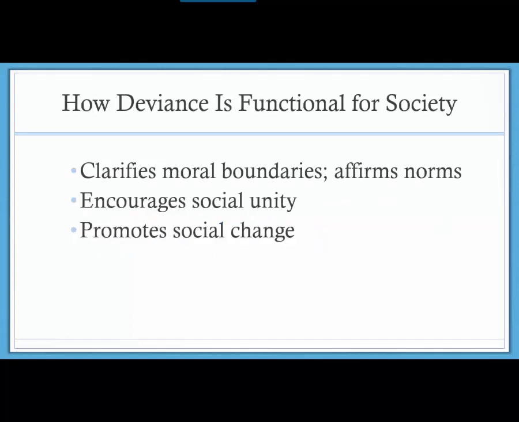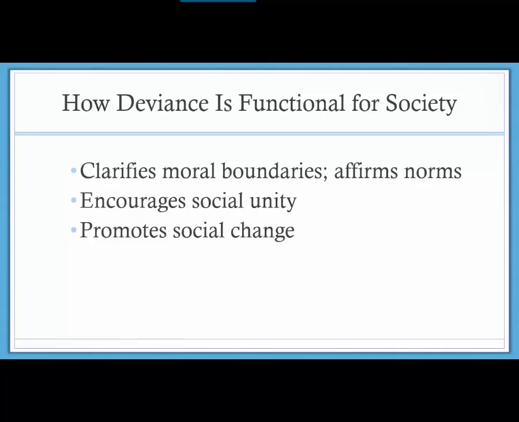And so Durkheim, who wrote about deviance, who's one of the first functionalists to write about deviance, made the point that a certain amount of deviance is functional for society. It helps us clarify moral boundaries. It helps us affirm norms. Like, this is why we do the right thing, right? When we see people who are doing the wrong thing, it helps all the rest of us kind of coalesce around the right way of doing something.